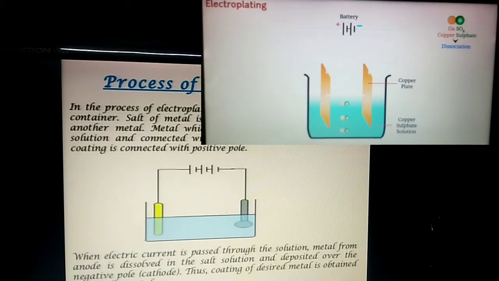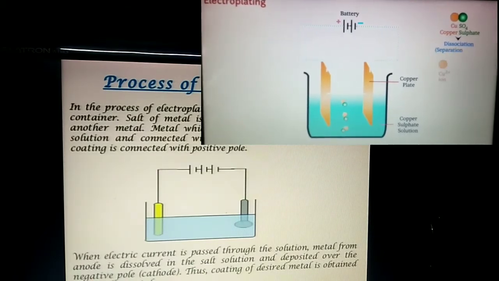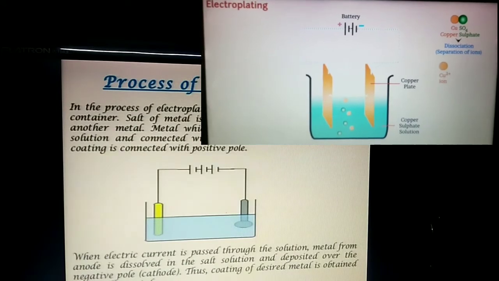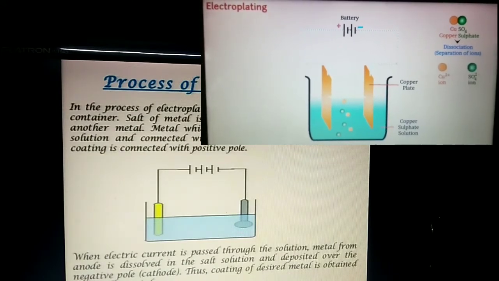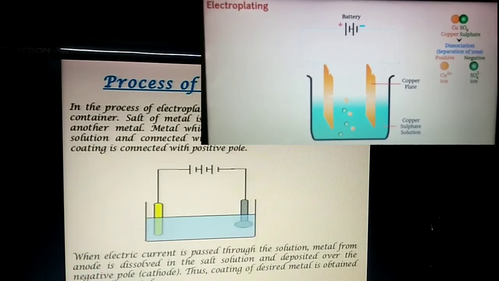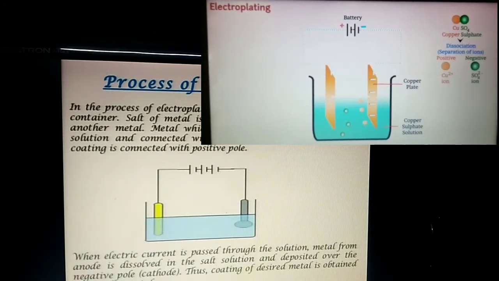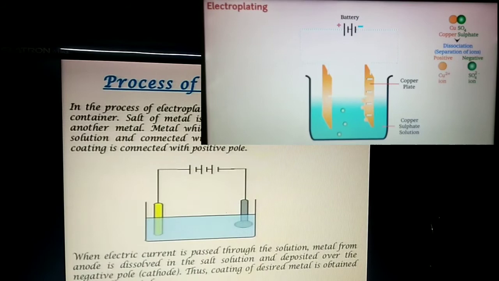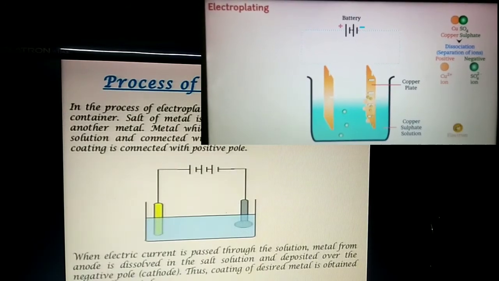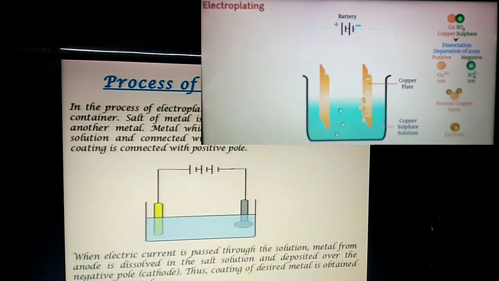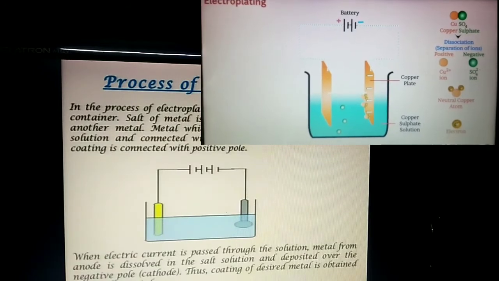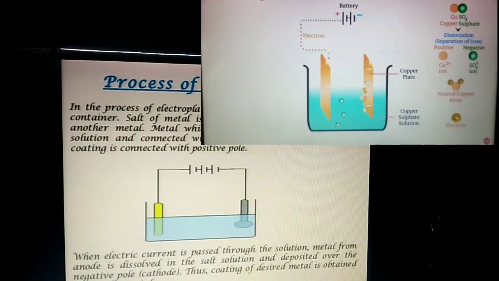When electric current is passed through the solution, metal from the anode is dissolved in the salt solution and is deposited over the negative pole, that is the cathode. Thus a coating of the desired metal is obtained on another metal. For example, electroplating of an iron statue with copper can be done by taking copper sulfate as an electrolyte.